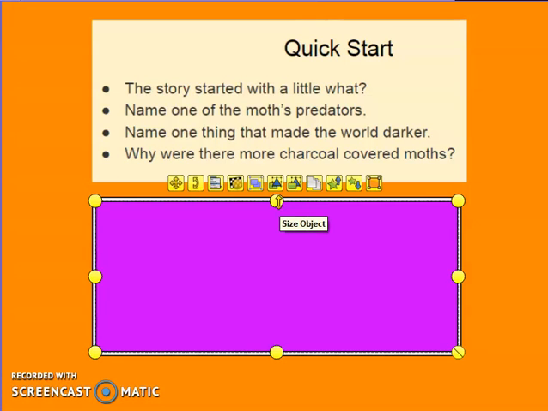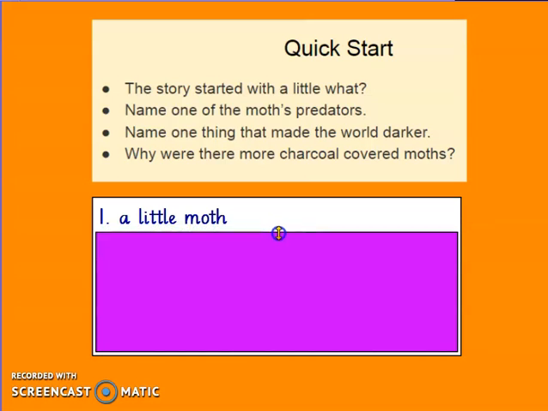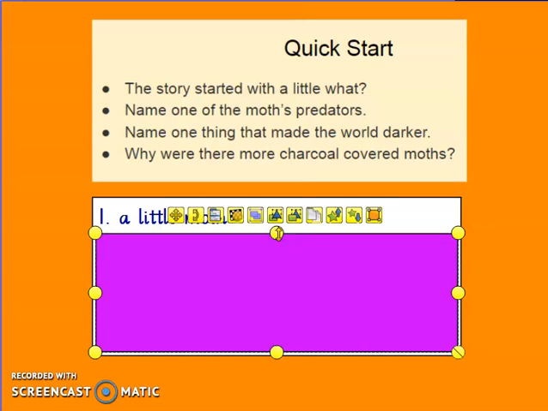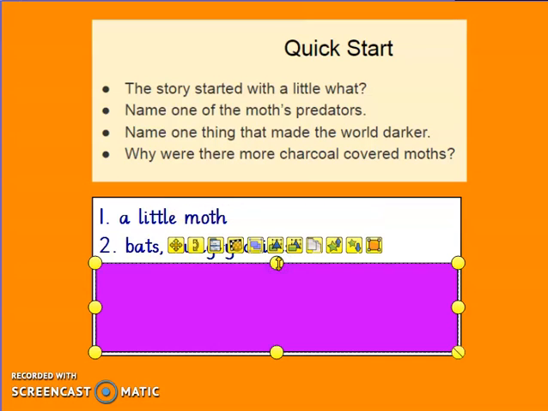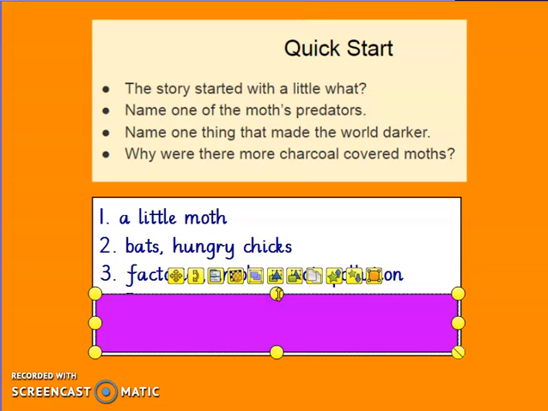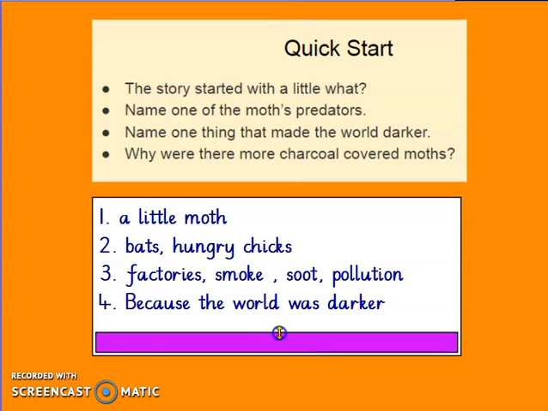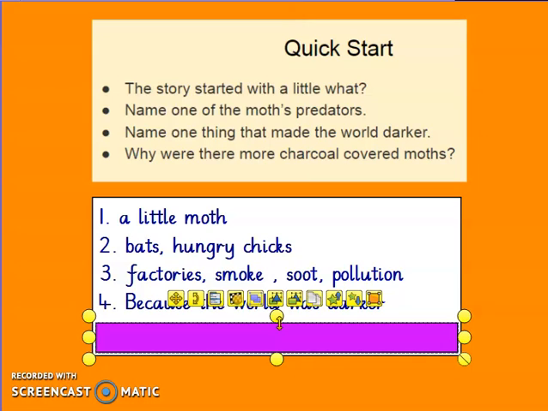So, the story started with a little what? It started with a little moth. Name one of the moth's predators. Couple that you could have mentioned were bats and hungry chicks. Name one thing that made the world darker. So factories were built, there was smoke, there was soot and there was pollution, and this all made the world a darker place. And finally, why were there more charcoal covered moths? There were more charcoal covered moths because the world was darker, so they didn't get eaten by predators as much as the peppered coloured moths.